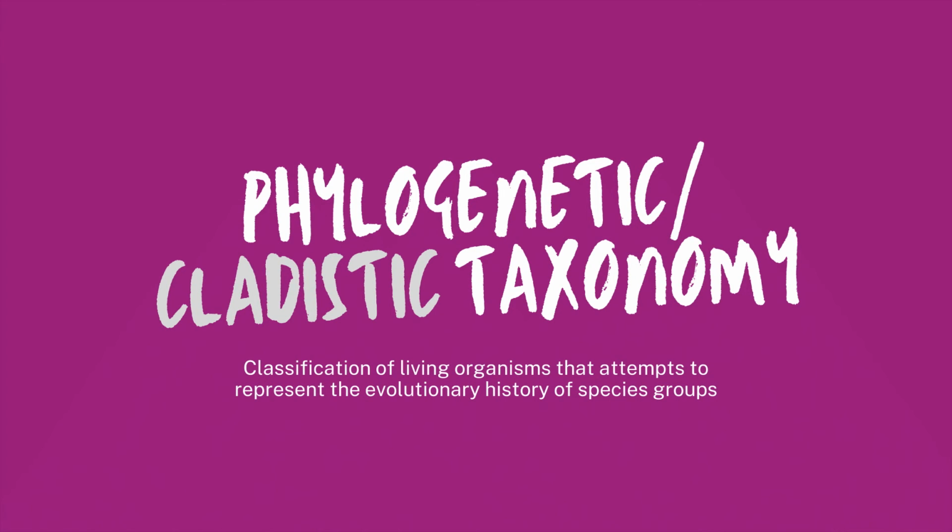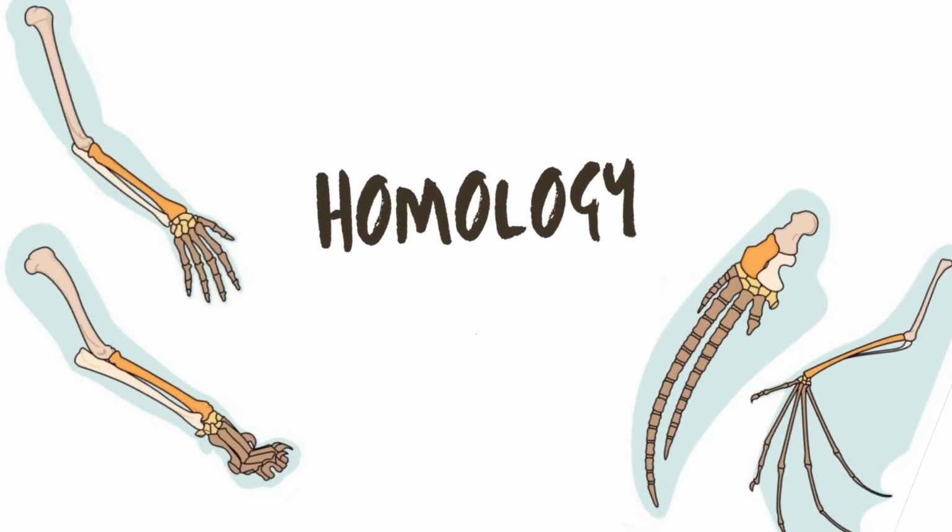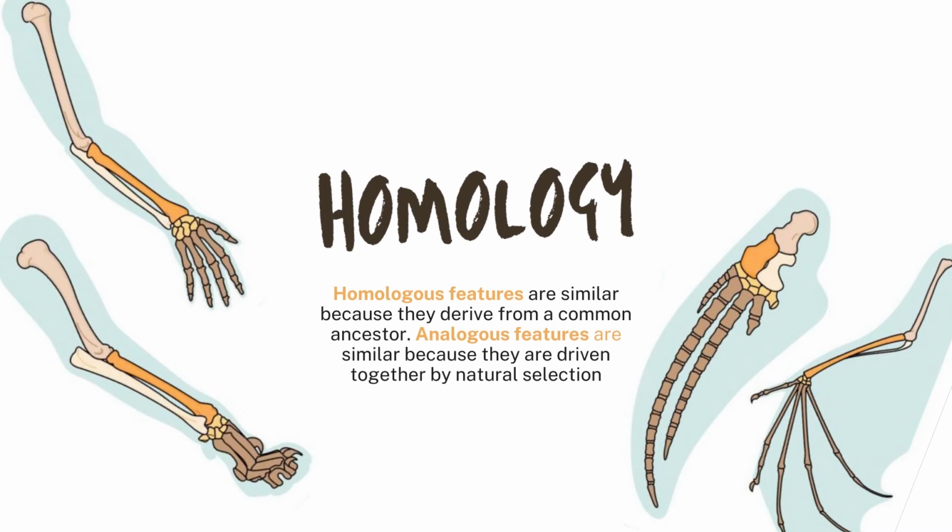Now, this is called a phylogenetic or cladistic taxonomy. Homology between the parts of different animals was traditionally determined by methods of comparative anatomy, including a study of developmental stages. Homologous features are similar because they derive from a common ancestor. Analogous features are similar because they are driven together by natural selection.